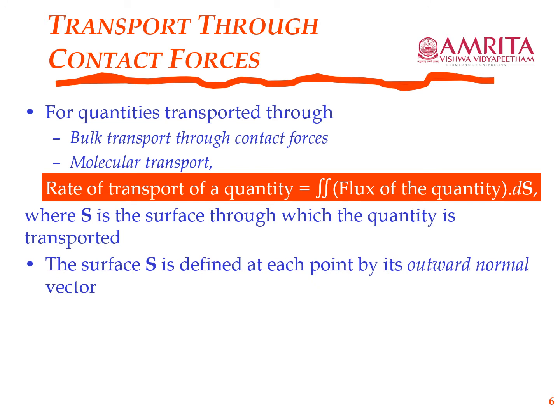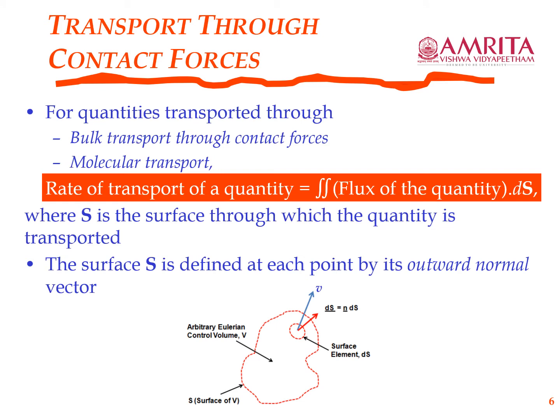This is basically captured by the following figure, right? The surface S is defined at each point by its outward normal vector. So there is an outward normal vector. The ds vector is the normal unit vector times the magnitude of that small infinitesimal surface area, which is the ds without a vector symbol. That is your surface element.